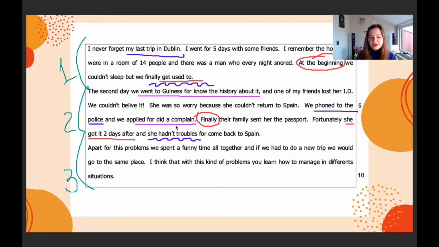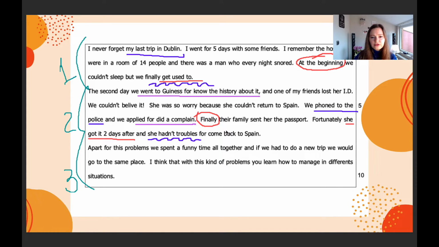Let's have a look at accuracy of grammar. As far as you can see, there are some problems with past tenses, and in particular the use of past simple. As you can see here, the last sentence of the first paragraph shows that there are some problems with past simple in the second part of this sentence, where we have "get used to" instead of "got used to."